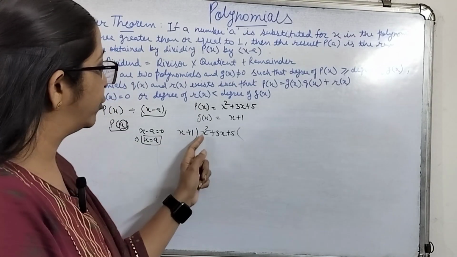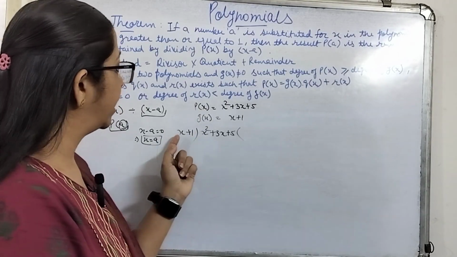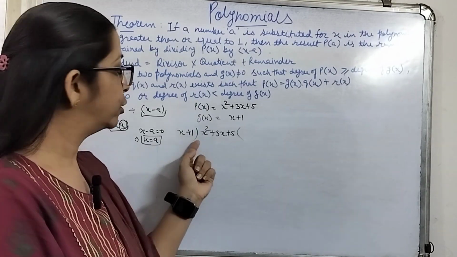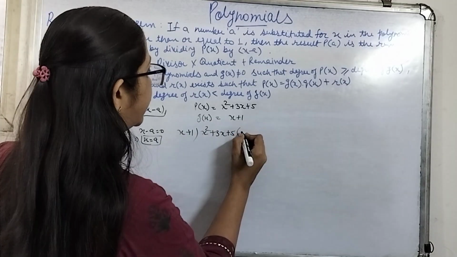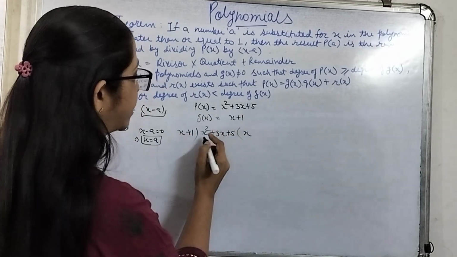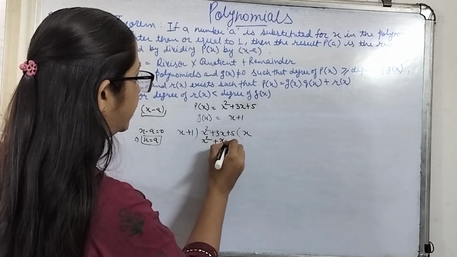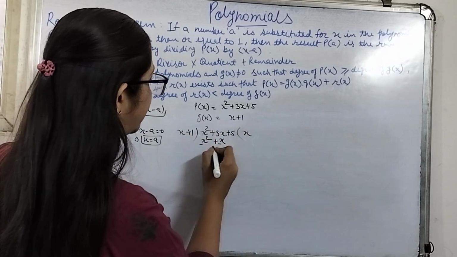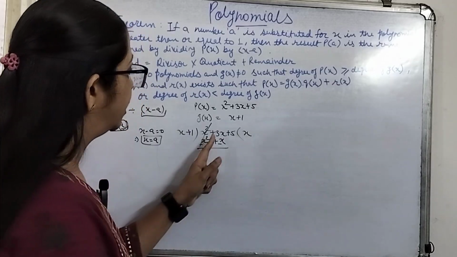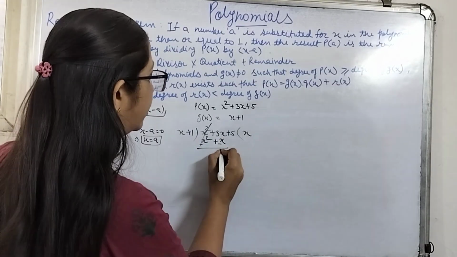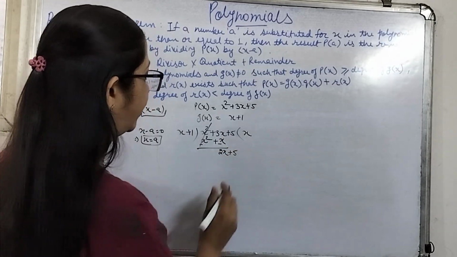First of all, we have to eliminate this x square. For that, x should be multiplied by x to get x square. So x multiplied by x will be x square, and x multiplied by 1 will be x. Now subtraction, so the sign will be changed. This is going to be removed. 3x minus x will be 2x, plus 5.